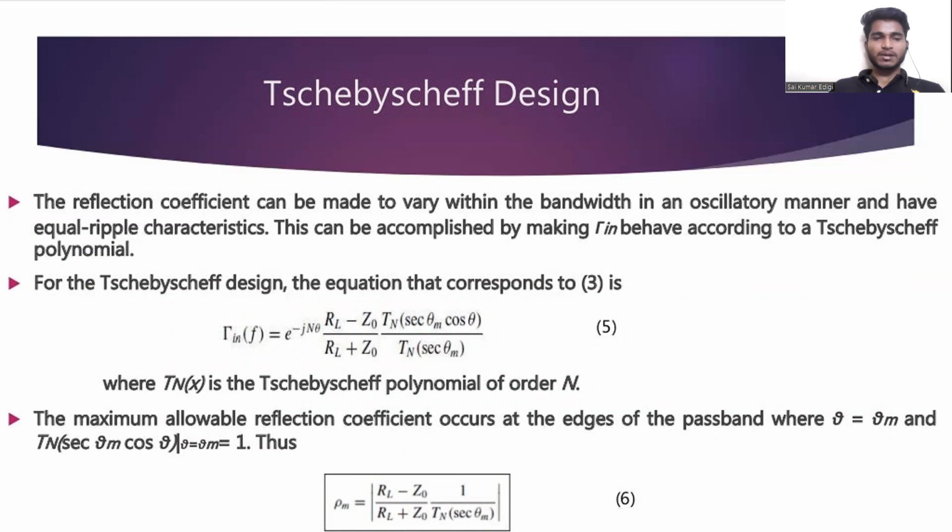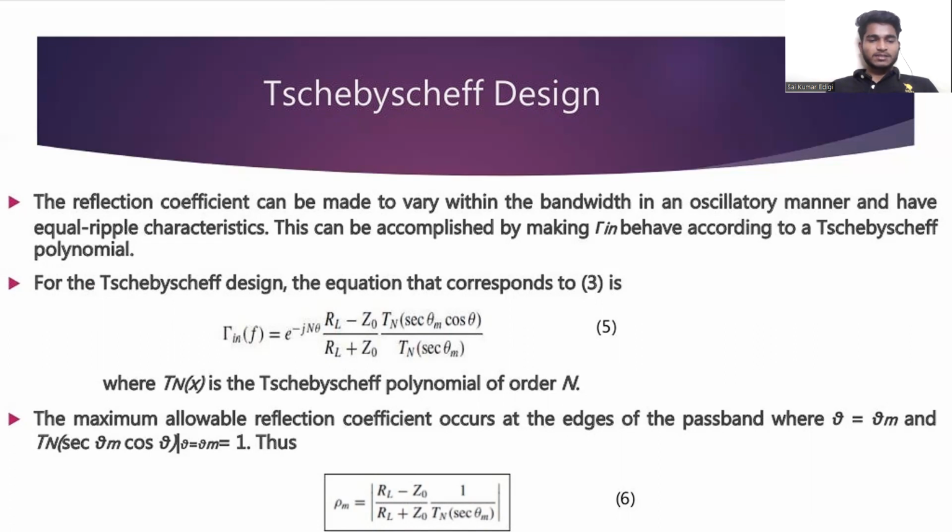and have equal ripple characteristics. This can be accomplished by making gamma in behave according to the Chebyshev polynomial. For this Chebyshev design, the equation is gamma in of f equal to e power minus j n theta into (RL minus Z naught) by (RL plus Z naught) into Tn of secant theta m cos theta by Tn of secant theta m, where Tn is a Chebyshev polynomial of order n.